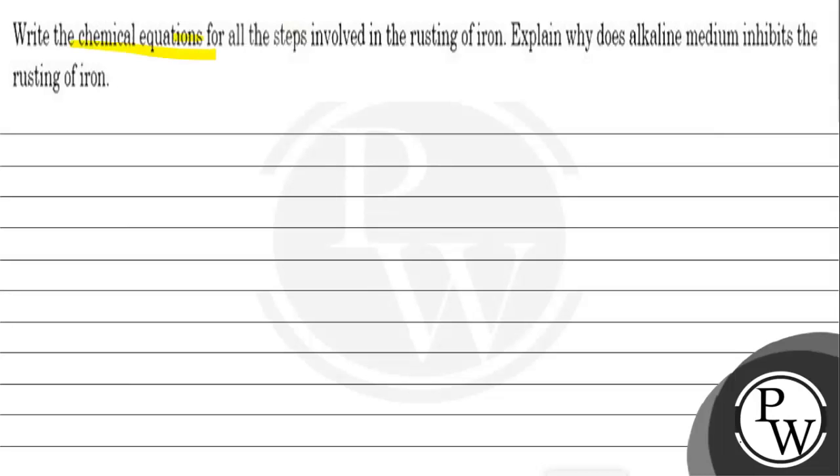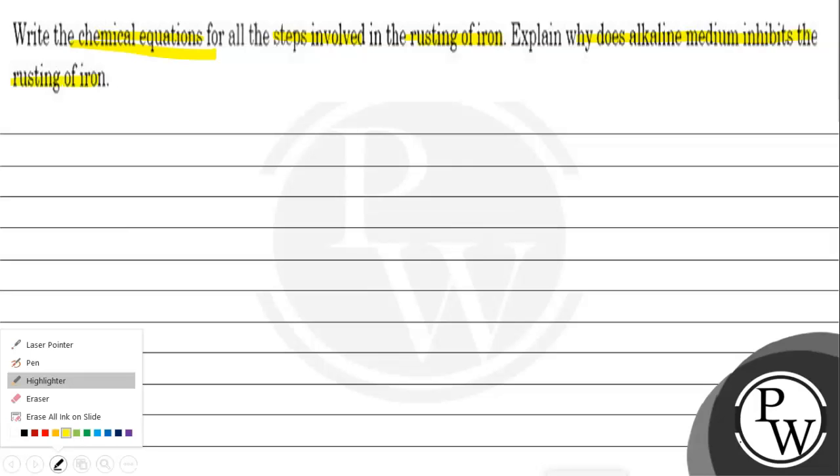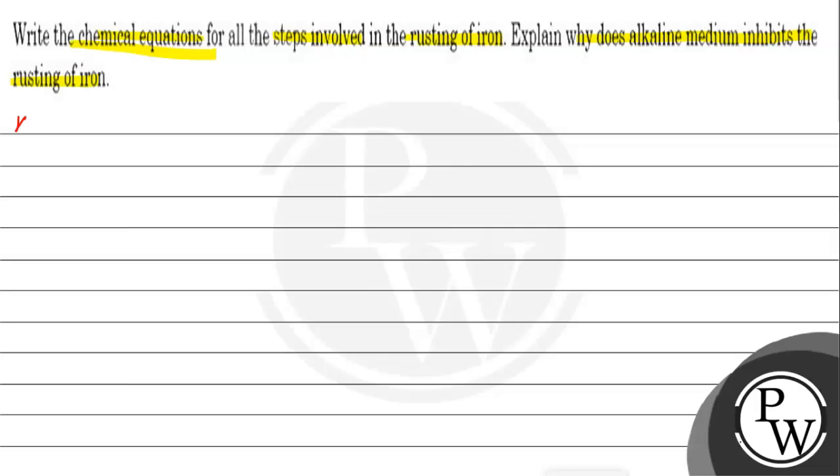Write chemical equations for all the steps involved in the rusting of iron. Explain why alkaline medium inhibits the rusting of iron. तो हमें ये क्वेश्चन दे रखा है. पहले हम इस क्वेश्चन का key concept देख लेते हैं. Key concept of this question will be what is rusting of iron.